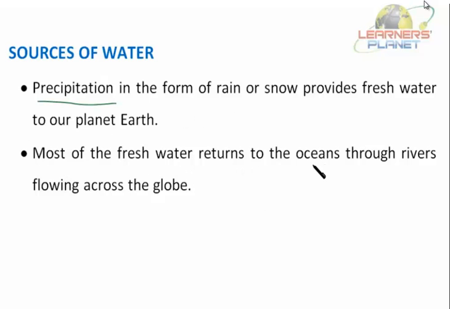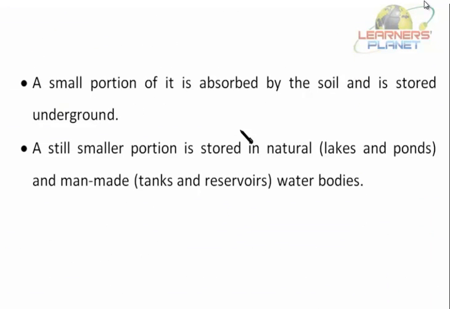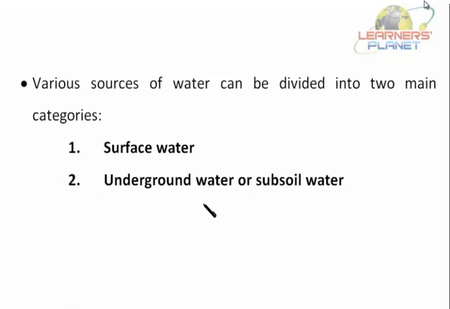So most of the fresh water returns to the oceans through rivers flowing across the globe, and a small portion of it is absorbed by the soil and stored underground, right? A still smaller portion is stored in natural and man-made water bodies like lakes, ponds, tanks and reservoirs. So basically, there are various sources of water which can be divided into two main categories: surface water and, secondly, underground water or subsoil water. So let us discuss it.